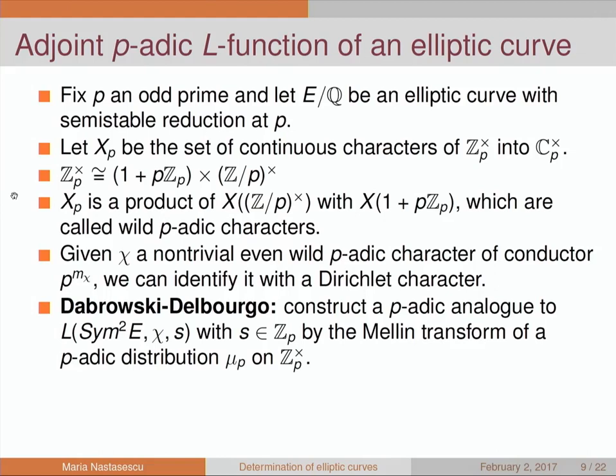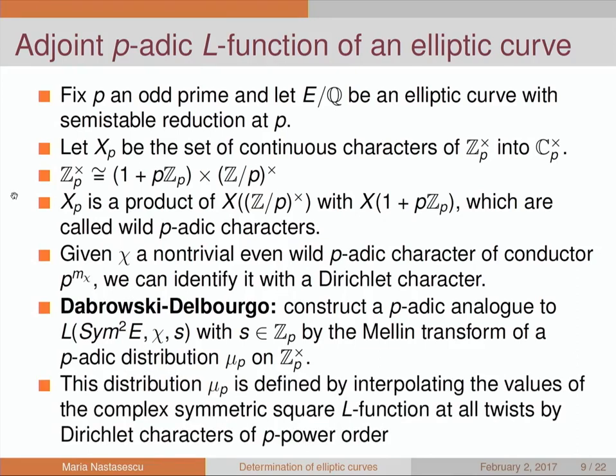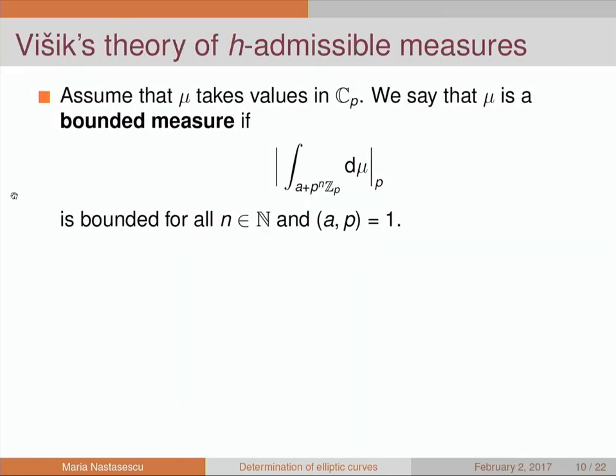Okay, so Dabrowski and Delbourgo construct a p-adic analog of the symmetric square L function of an elliptic curve, which I defined earlier. This p-adic analog is defined as the Mellin transform of a p-adic distribution defined on Zp star. To define the p-adic distribution, you interpolate the values of the complex symmetric square L function at all twists by Dirichlet characters of p power order.